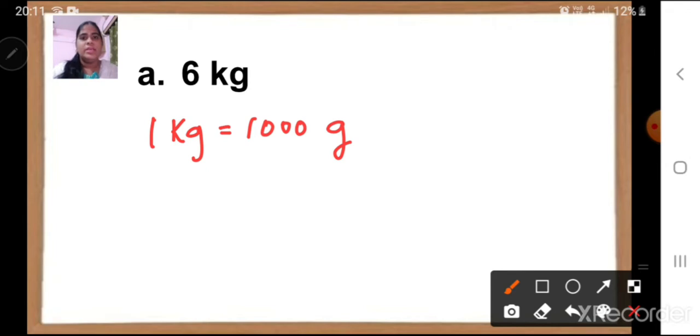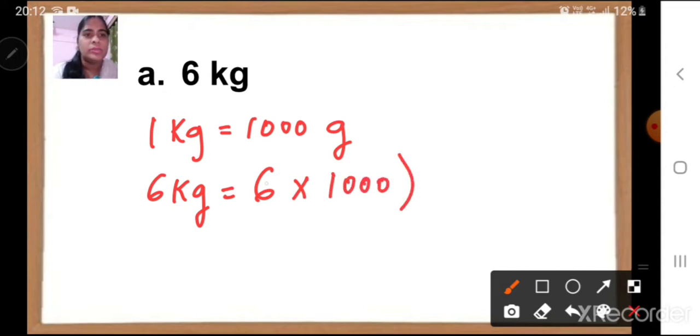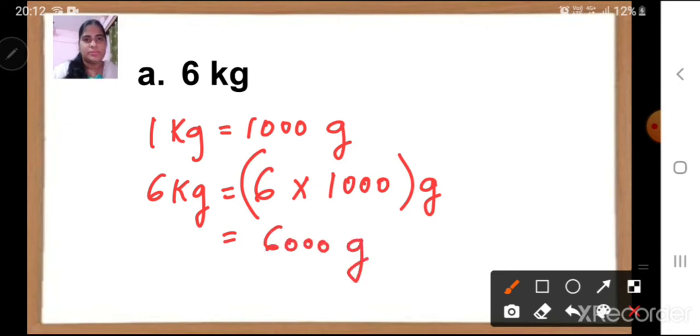Children, in our last class we have learned how to convert from kilogram to grams, right? We can convert by multiplication, correct? We have to multiply by 1000, right? So 6 kg is equal to 6 multiplied by 1000 grams. Okay, so 6 into 1000 is 6000 grams. Correct? So this is how we can convert. Children, please note it down in your classwork.